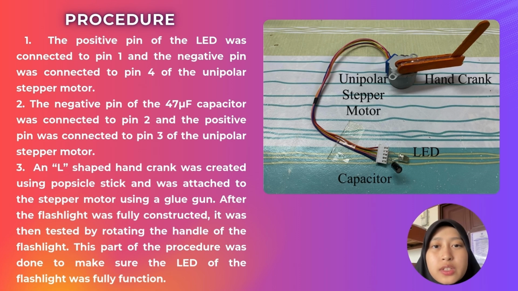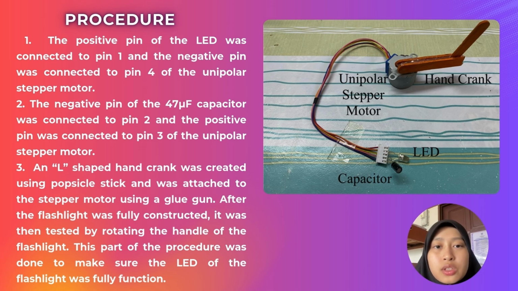For the procedure, the first step is to connect the positive pin of the LED to pin 1 and the negative pin to pin 4 of the unipolar stepper motor. The second step is to connect the negative pin of the 47 microfarad capacitor to pin 2 and the positive pin to pin 3 of the unipolar stepper motor. The third step is to build the L-shaped hand crank, or the handle of the flashlight, using a popsicle stick and a glue gun. After that, the handle was attached to the unipolar stepper motor using a glue gun.